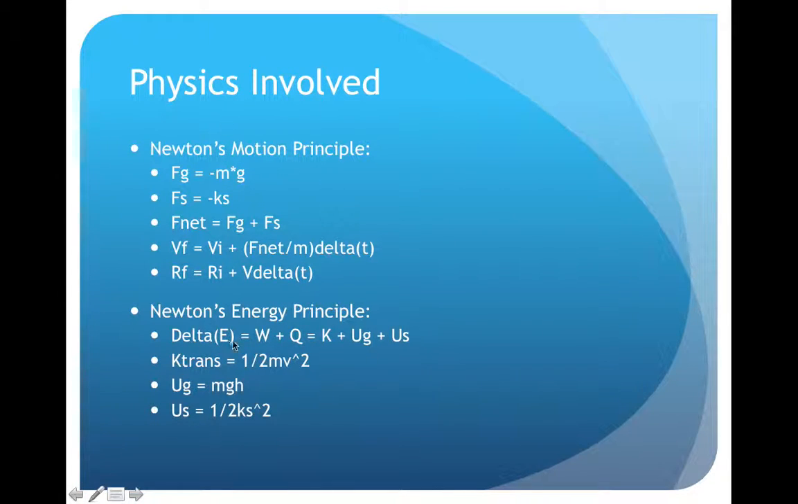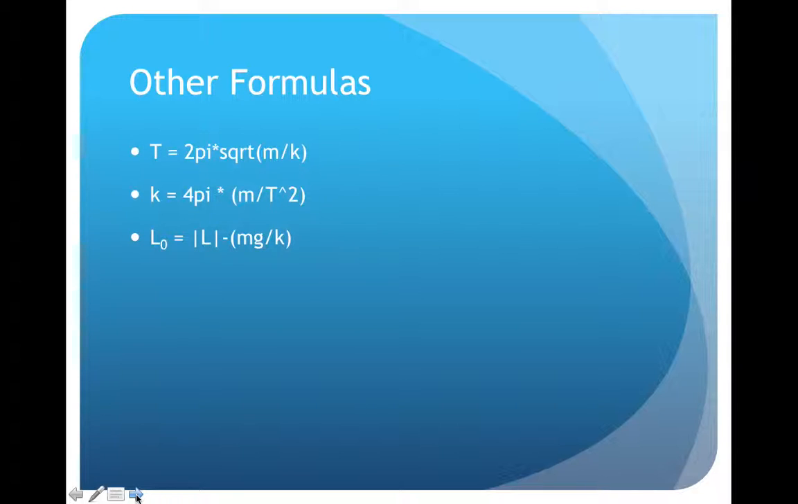So we have delta E is equal to work plus heat, which is also equal to kinetic energy plus the potential energies of gravity and the spring. And here we have the formulas for these three energies. Other formulas we'll use are derivations of Hooke's law. So these are formulas for both the period of oscillation for a spring, which is equal to T, the spring constant, and L naught, which is the relaxed length.